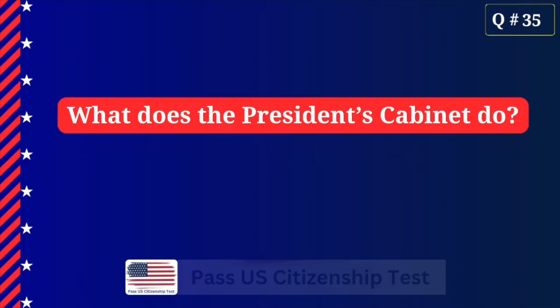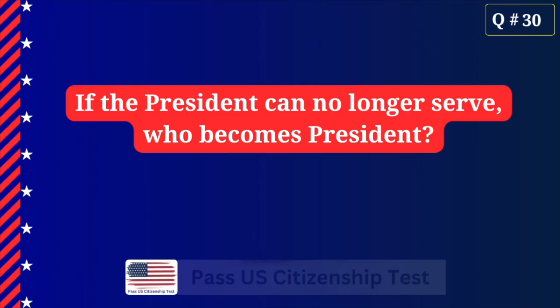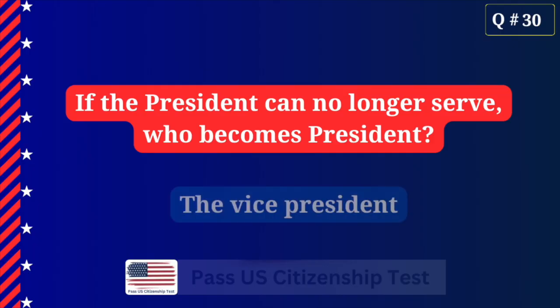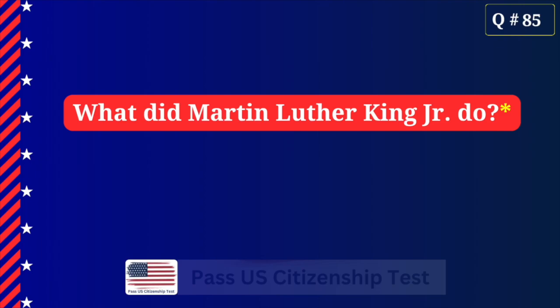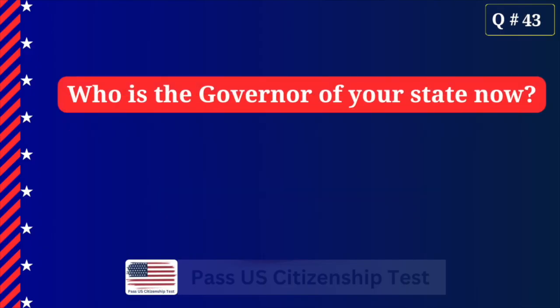What does the President's Cabinet do? Advises the President. If the President can no longer serve, who becomes President? The Vice President. What did Martin Luther King Jr. do? Fought for civil rights. Who is the governor of your state now?